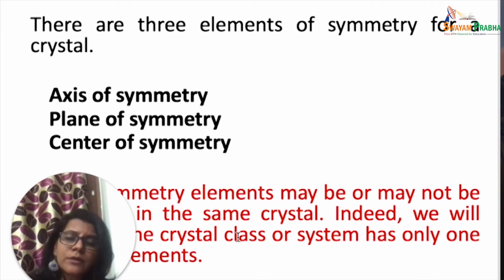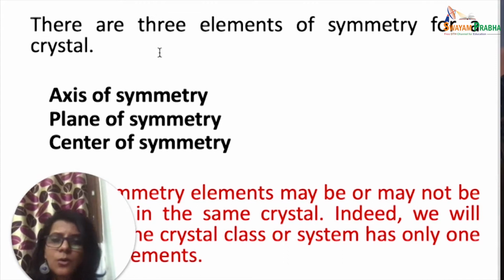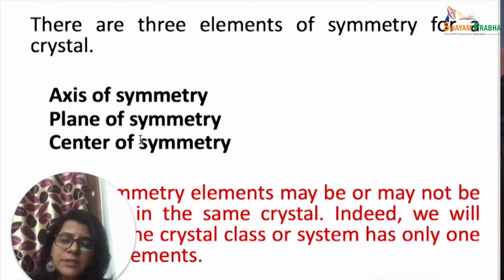Now look at the three elements of symmetry which are there in the crystal. One is the axis of symmetry, then the plane of symmetry, and the center of symmetry. Although we are also going to talk about the rotation reflection symmetry, the roto-inversion, these are the three elements of symmetry which are there in the crystal.